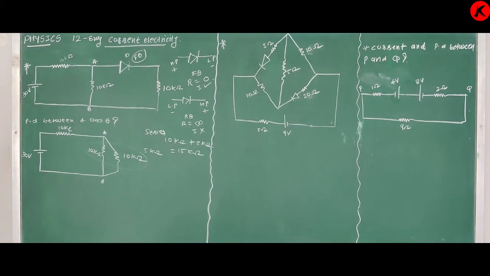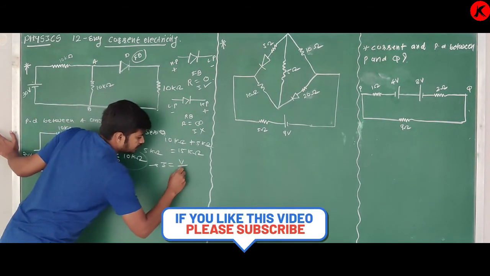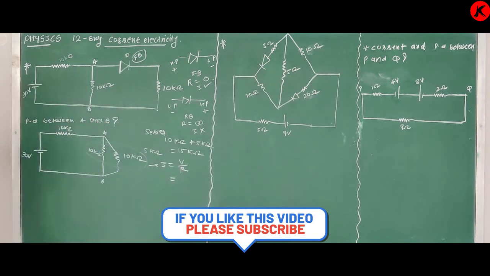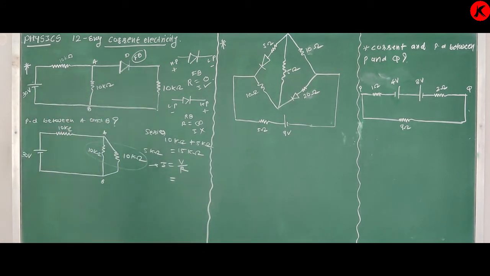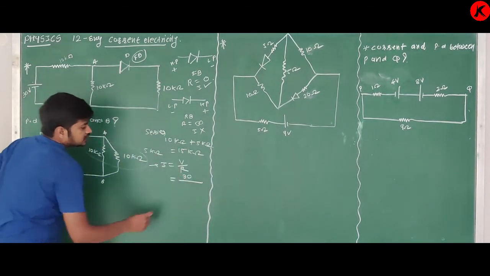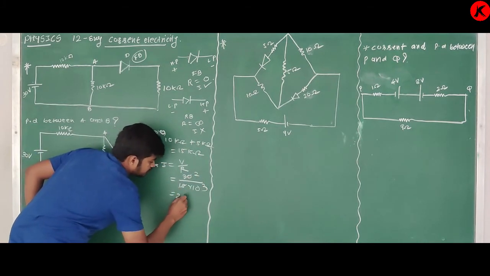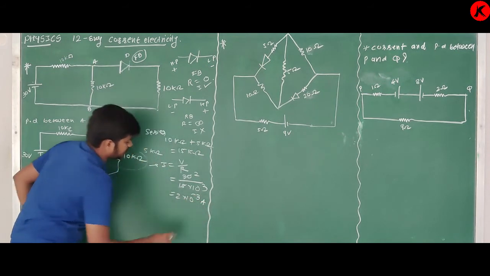Then how to find current? You can find the total current simply. I is equal to V upon R. So if you use the equation I is equal to V upon R, what is the potential difference? It is 30. Total resistance is 15 into 10 raised to 3. So 30 upon 15 gives 2, and you can say it is 2 into 10 raised to minus 3 ampere.